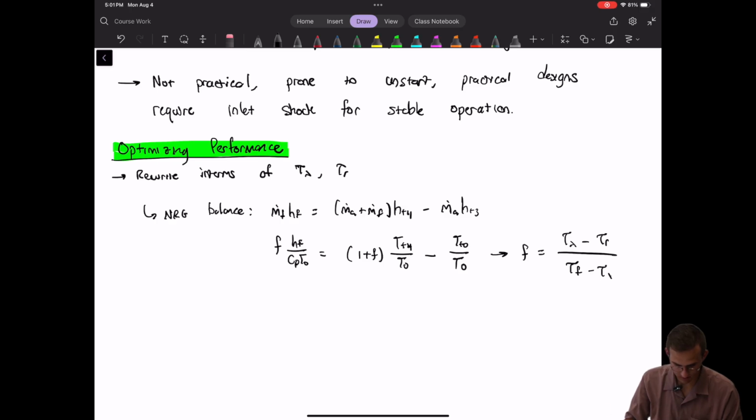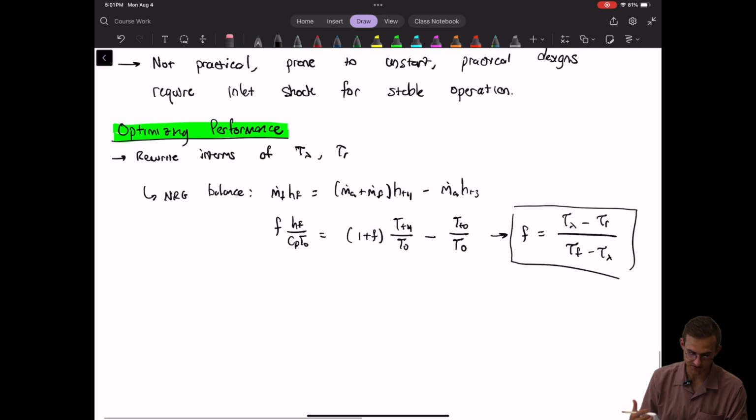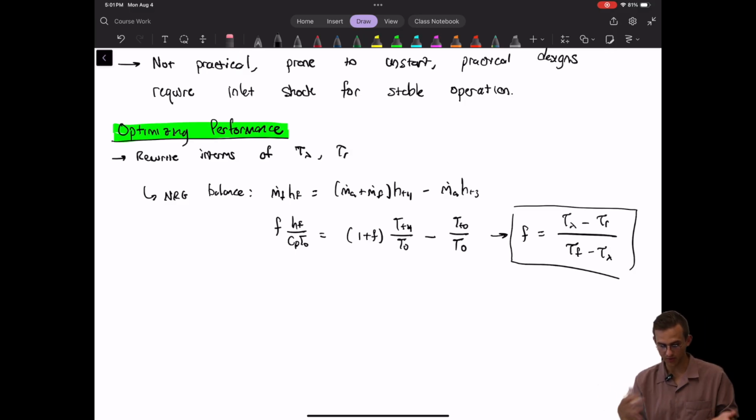For the ideal ramjet in particular, don't go thinking this is a general formula for f in all cases. I would encourage you to always go back to the energy balance and do it again. This should work because the burner is always going to happen. But if you have other components pulling energy and transferring energy across the different stations, like a compressor and turbine, which we'll see later, you don't want to use the same expression for f.